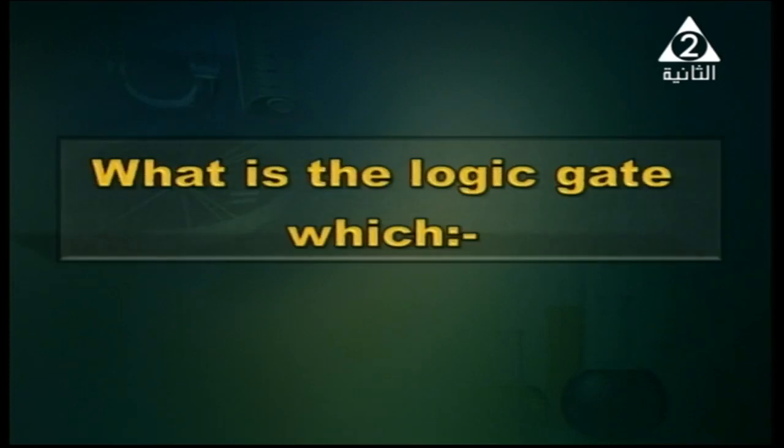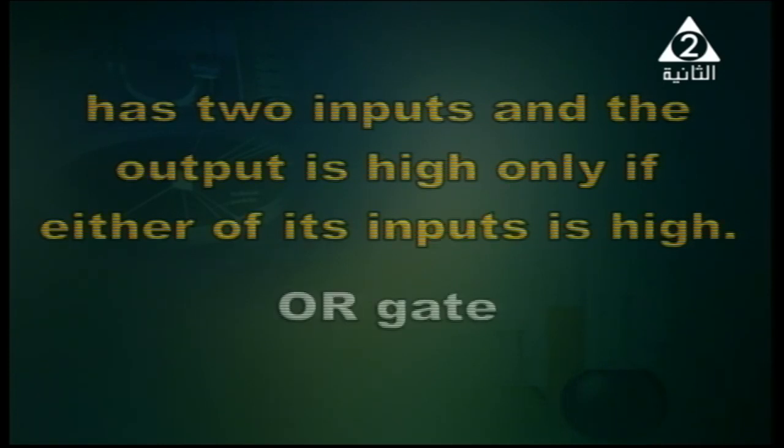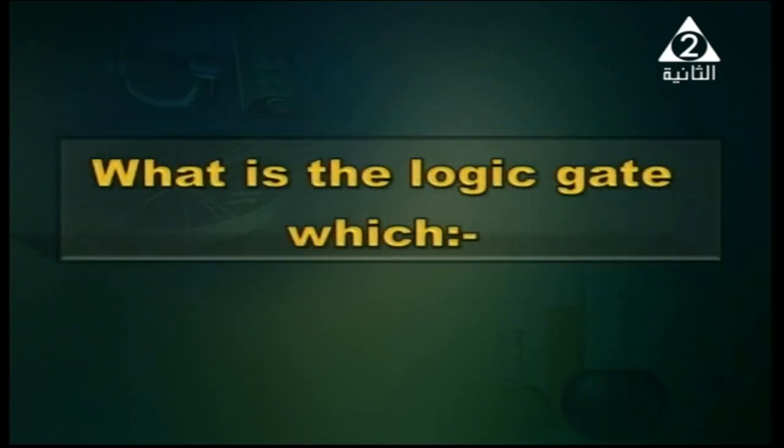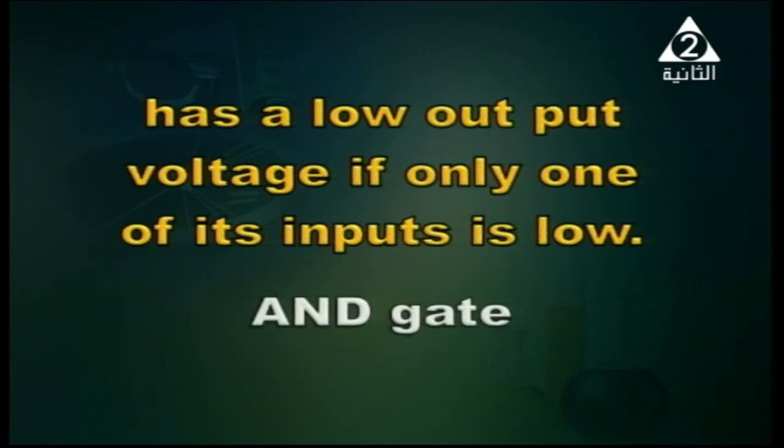What is the logic gate which has two inputs and the output is high only if either of its inputs is high? Yes, either, so it must be OR. What is the logic gate which has a low output voltage if only one of its inputs is low? It is the AND gate.